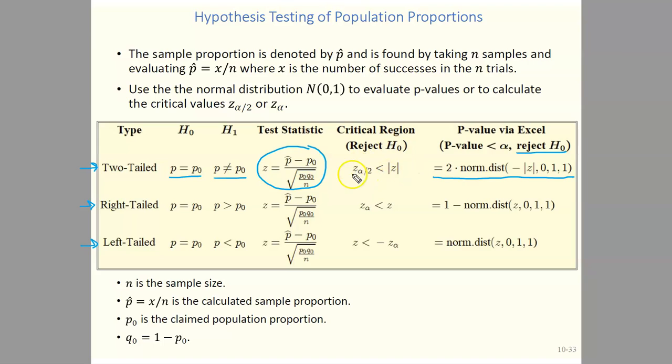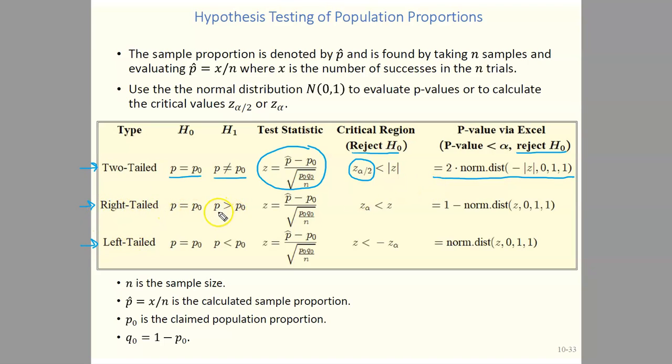Alternatively, you could calculate a critical region right here. So you would calculate that value z alpha over 2, just like we saw before. And if your test statistic satisfies this inequality, then you would reject h naught. You can also have a right-tailed and a left-tailed test.